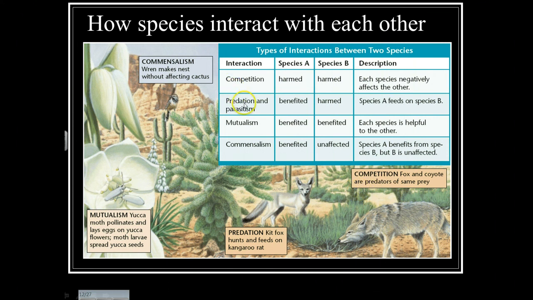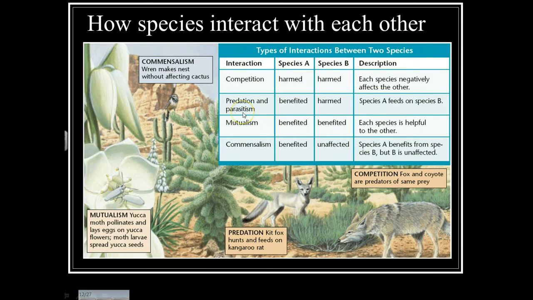Okay. If we take a look at predation and parasitism, okay, in one case the first species benefits, but the second one is harmed. In other words, species A, the first one, is feeding on species B. And here they show you the kit fox hunts and feeds on the kangaroo rat. So in this case, this is the fox who's of course benefiting, and the rat is being harmed.